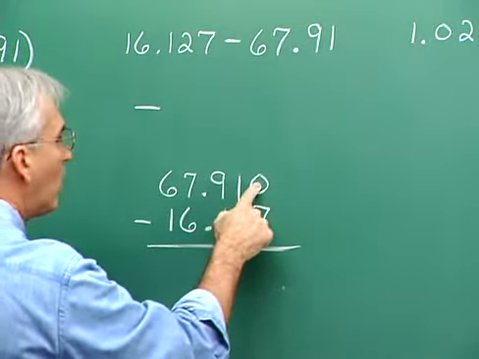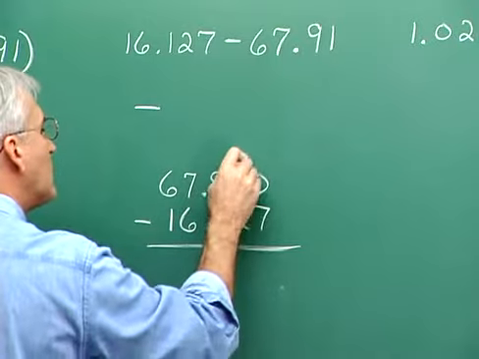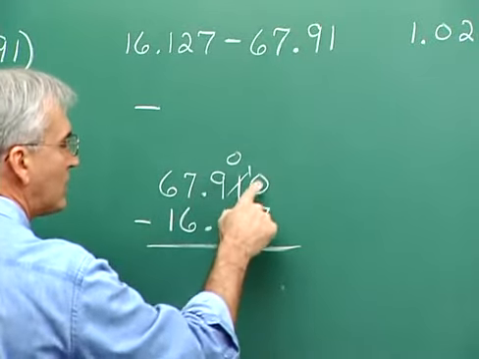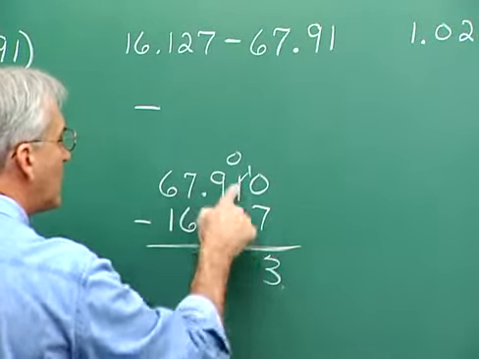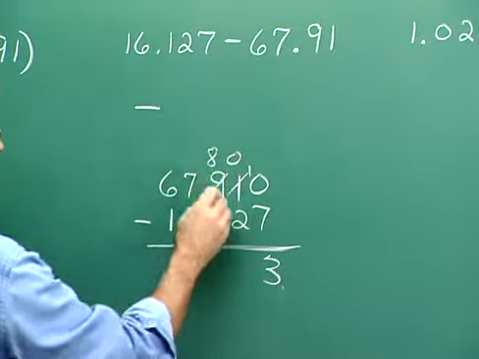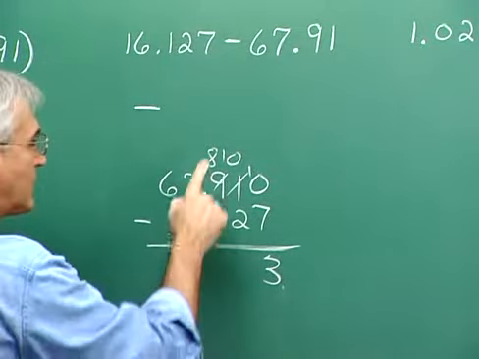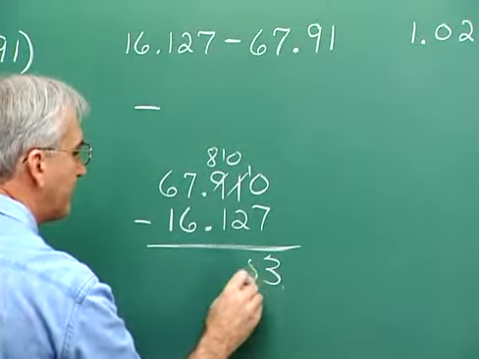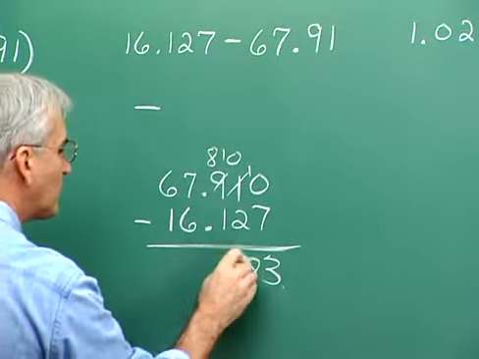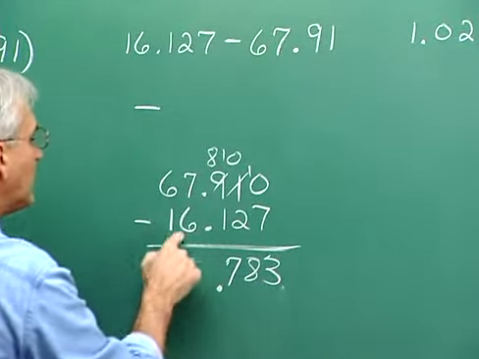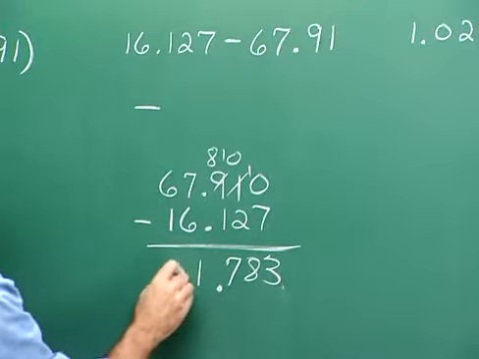7 from 0 won't go. We borrow from the 1, it becomes 0. The one that we borrow makes this 10. 10 minus 7 is 3. 0 minus 2 won't go. This becomes 8. The one we borrow makes this 10. 10 minus 2 is 8. 8 minus 1, 7. Decimal point straight down. 7 minus 6, 1. 6 minus 1, 5.